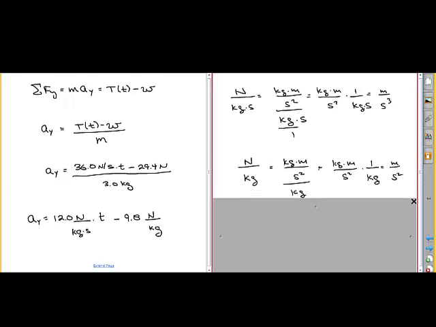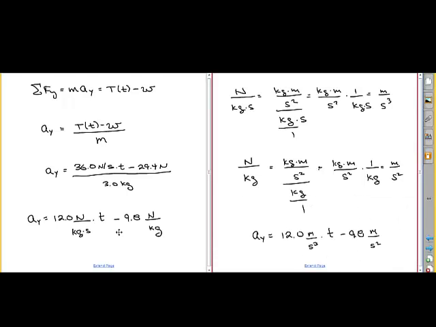But what I'm actually doing is I am going to rewrite these units. Instead of 12 newtons per kilogram seconds, it's going to be 12 meters per second cubed. And likewise, newtons per kilogram are the same as meters per second squared, so I'm going to put meters per second squared in there. So my acceleration in the y direction is now 12 meters per second cubed times t minus 9.8 meters per second squared.